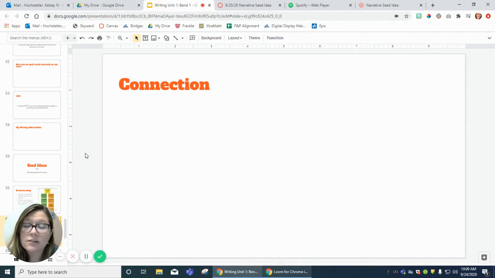Which idea really inspires me? Or which one is the best one? And then they pick that idea and they focus all of their attention on it. And that's exactly what you're going to do with your personal narrative ideas.